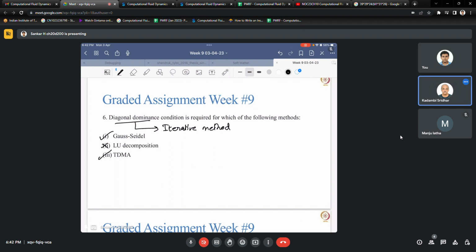Correct. We can make that a special case of the Gauss elimination. It's basically manipulating the matrix, isn't it? Yes, it's a special case of Gauss elimination and not an iterative method.